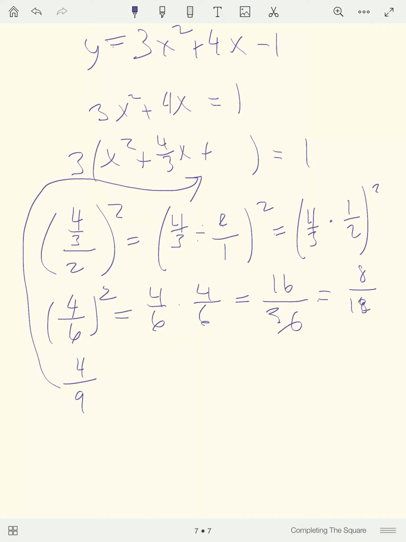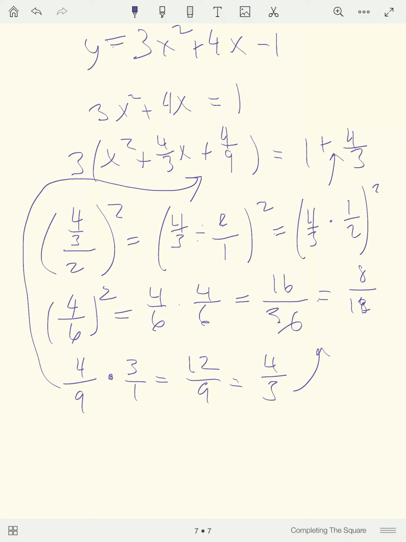We're going to add 4 over 9 inside. Now remember, we do have an a term that is not 1, and that's going to adjust what we've added. So we need to do 4 over 9 times 3 over 1 to figure out what we're going to put on that right side of the equation. Straight across the top, we get 4 times 3 equals 12 over 9. Both of those are divisible by 3. We get 4 over 3, and that is what's going to go right here, plus 4 over 3.